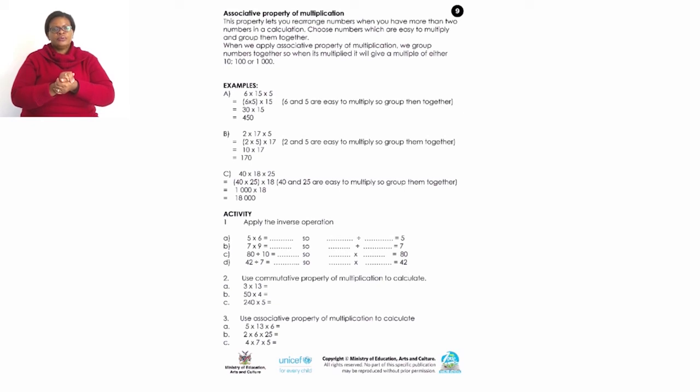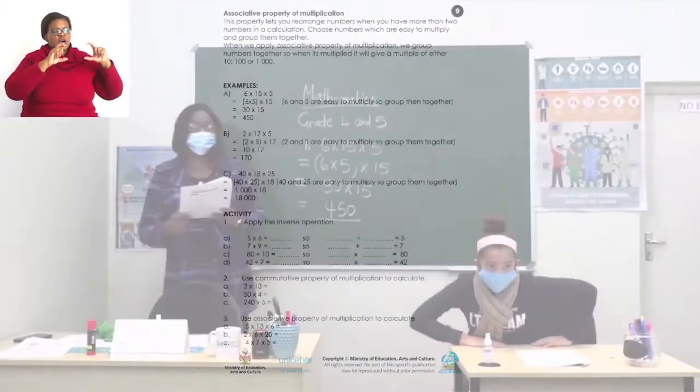Number 3, use the associative property of multiplication to calculate. A, 5 times 13 times 6. What will be the answer? But remember to apply the associative property. B, 2 times 6 times 25. What will be the answer? C, 4 times 7 times 5. You should apply the associative property.